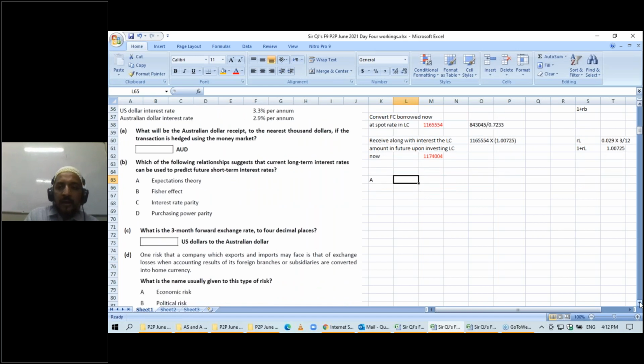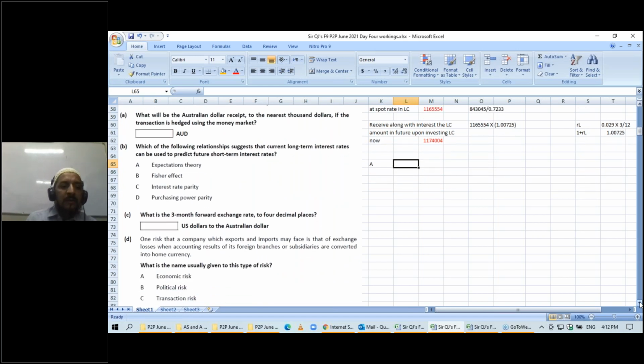The next point is: what is the 3-month forward exchange rate to 4 decimal places? Now they have not given you any forward exchange rate in the question, right? They have given you just a spot rate in the question, which is 0.7233. Now a forward rate can be judged.